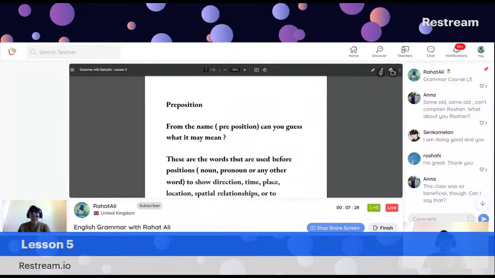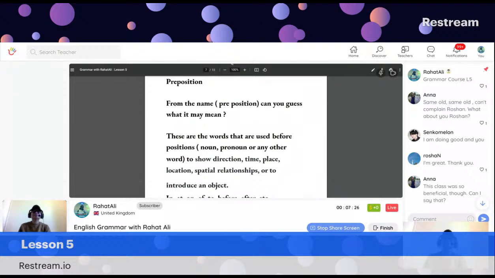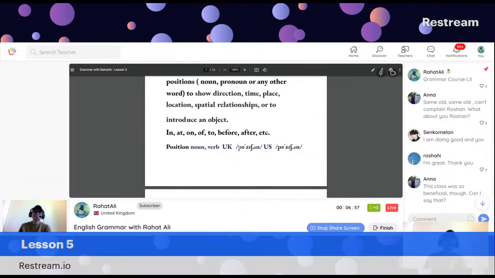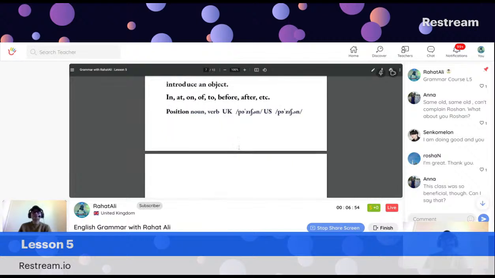And preposition: from the name you can understand that pre is before, and position. So prepositions are those words that are used before positions of a noun, pronoun, or any other word to show direction, time, place, location, spatial relationship. If you remember, spatial means related to the shape, area, and size. We use mostly in, at, on, off, to, before, after, etc.